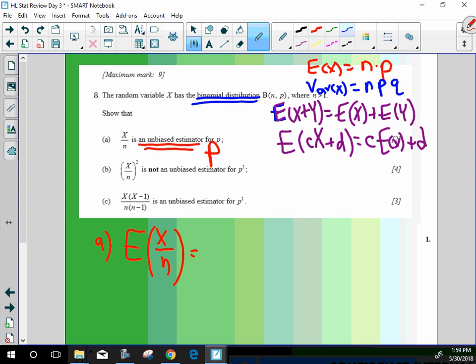Now, what was the expected value of CX? What was that equal to? Forget about the D. What's the expected value of CX? C times E of X. So this 1 over N is kind of like our C. So we're going to pull that 1 over N out, and you're going to get the expected value of X. How's that look? And for binomial, Blake, what's the expected value? NP. So we have 1 over N times NP, and what do you get? You get P. And that's what we were looking for. We were trying to see that it was equal to P.